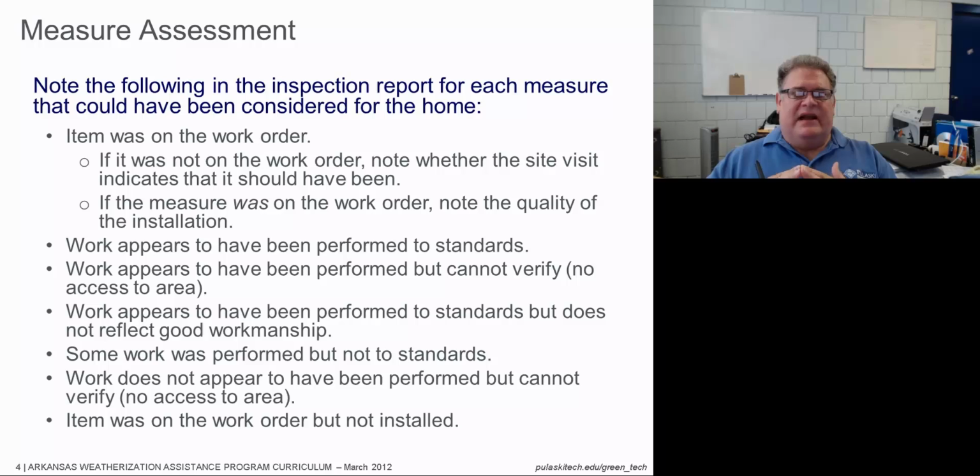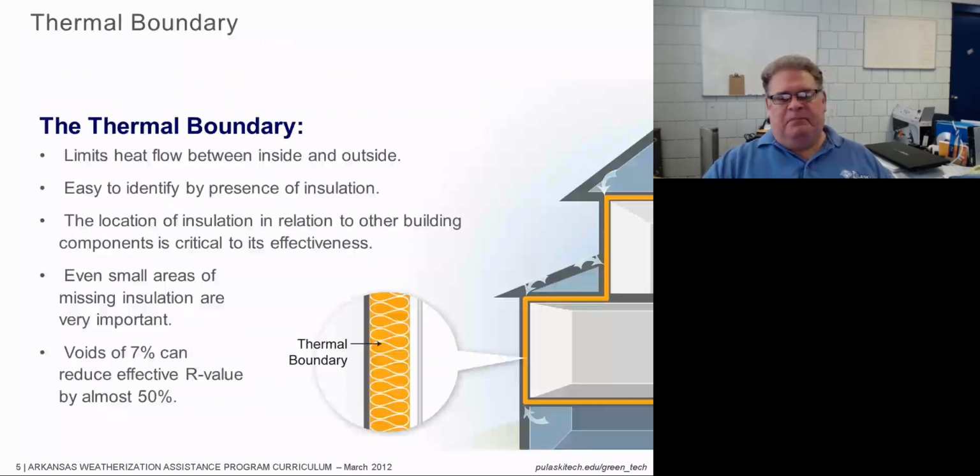They've sealed the access back off. However, if it doesn't appear that they ever cut an access to get into that part of the attic, and they've got insulation that's unused and they've got material that's unused, then that does not appear to have been performed. But again, you can't get in there to verify. All right. And then lastly, you've got an item was on the work order but not installed. So we may have something on a work order that they haven't gotten to yet. All right. Or if they're done, or they tell you they're done, doesn't appear like it was done.